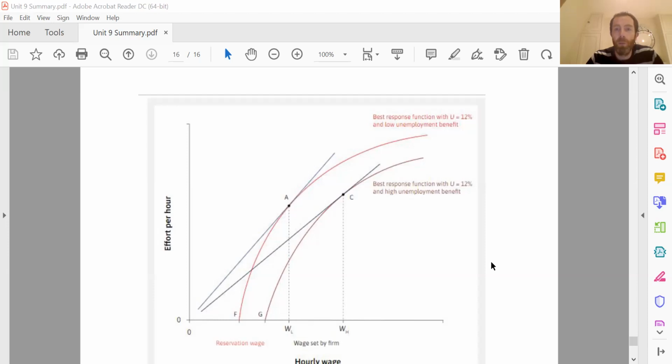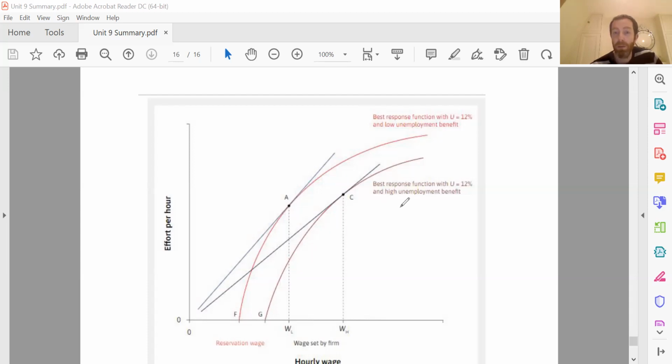So again, we can start by thinking about the labor discipline model aspect of it. We've got unemployment at 12% for both of these best response functions, both of these curves. The upper one here has low unemployment benefit. The lower one has high unemployment benefit. And we see the impact of the higher unemployment benefit is to change the shape of the best response function. So at every wage, there's going to be a lower level of effort per hour, and we also see a higher reservation wage.